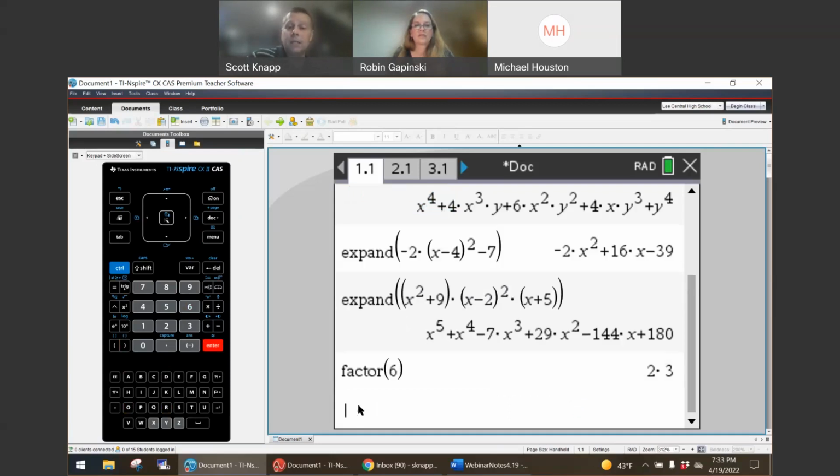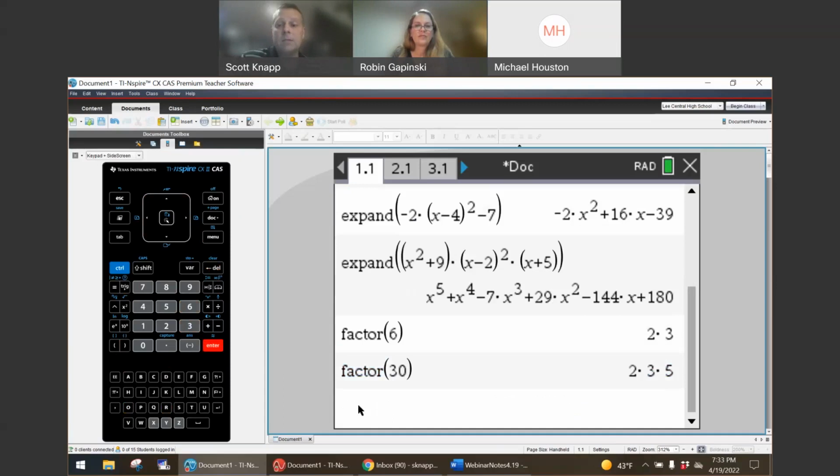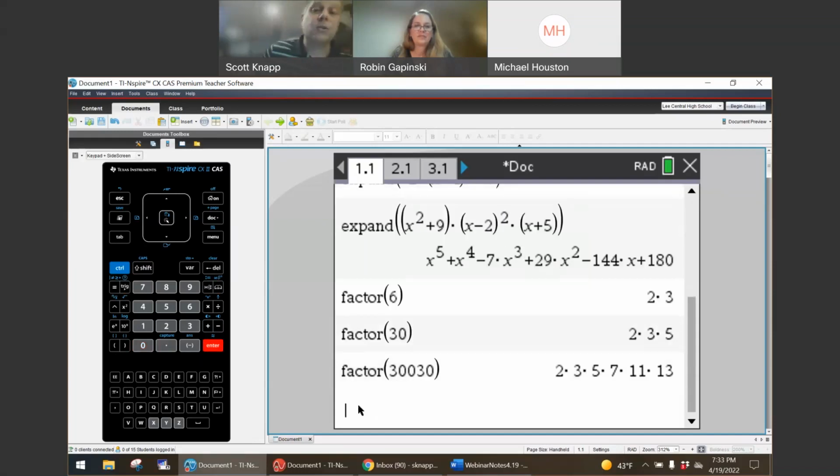So right now it's finding the prime factors of 6. And if I want to come in here and maybe change this to, I'm trying to think of another number that I want. What about the prime factors of 30, or 2 times 3 times 5? Or even something like 30,030. I don't need the comma in there. And it can find you the prime factors of that number.